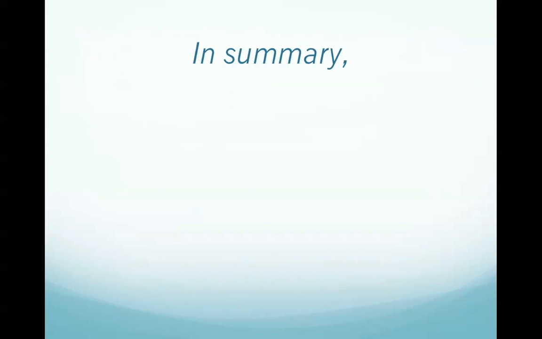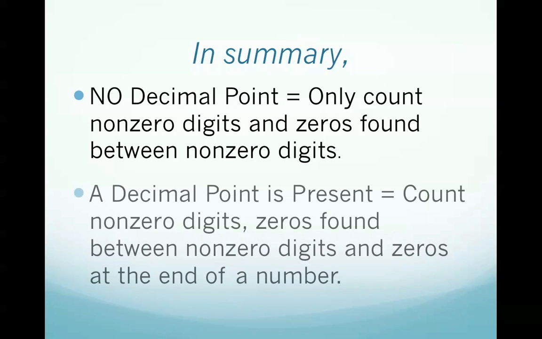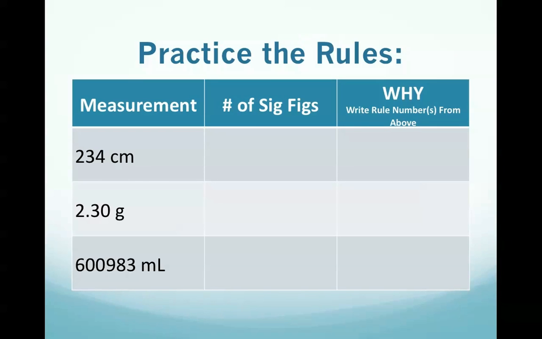So if you feel comfortable with this, you can go on to the practice, but just to summarize the rules: no decimal point, you're counting non-zero digits and zeros found between them. If there is a decimal point, you count the non-zero digits, the zeros between them, and any zeros at the end of a number, never any beginning zeros in either case. So pause the video, go through and see if you can determine the number of sig figs and the rules above that pertain to them. And then come back and check to see how you did. So in this first one, 234 centimeters, we have 3 sig figs because of rule number 1.